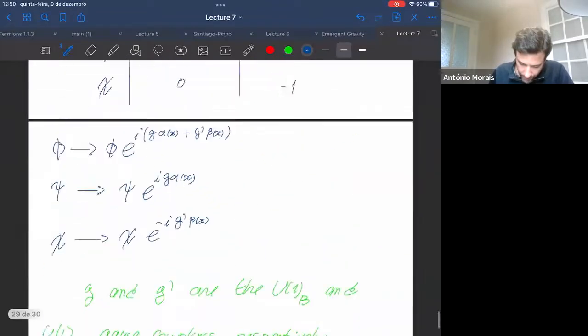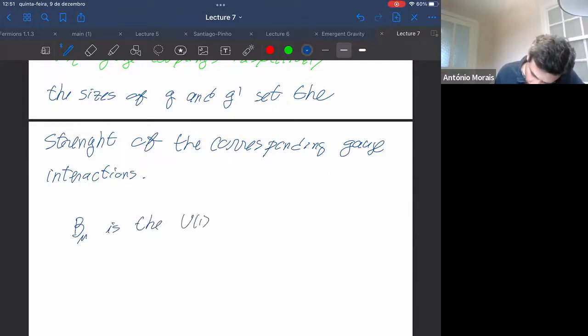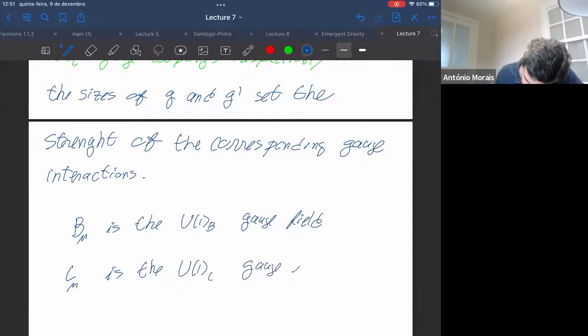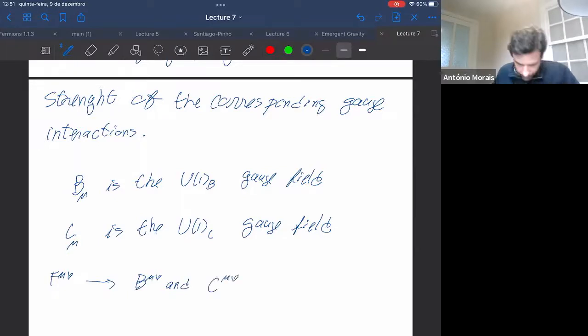We also said that there is a B mu. So instead of having A mu as before, B mu is the U1B gauge field, and C mu is the U1C gauge field. And the corresponding field strength tensors. So instead of F mu nu, we will have B mu nu and C mu nu, basically.